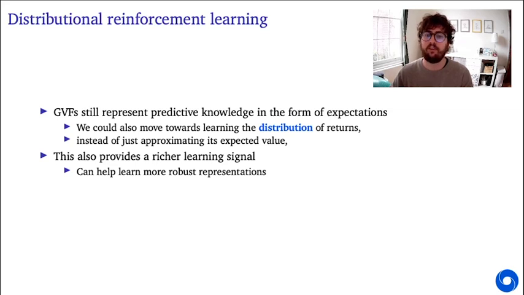While we generalize in a different direction, it's good to realize that, similarly to how predicting many GVFs can help with representation learning by providing some auxiliary task effect, learning distributions instead of expected values could also provide a richer signal that could result in better and more robust learning.